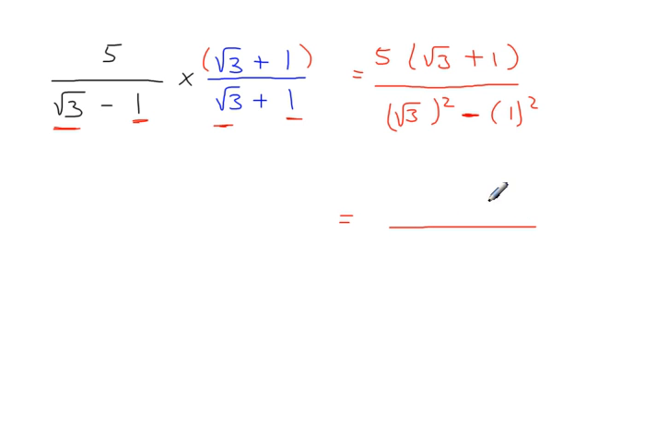So starting with the denominator here, root 3 squared. The square root and the 2 cancel to give you 3. Minus 1 squared is just 1. So 3 minus 1 will just give 2. And the numerator, 5 root 3. 5 times root 3 is 5 root 3. 5 times 1 gives 5. There you go, rationalized. The denominator is now without surds.